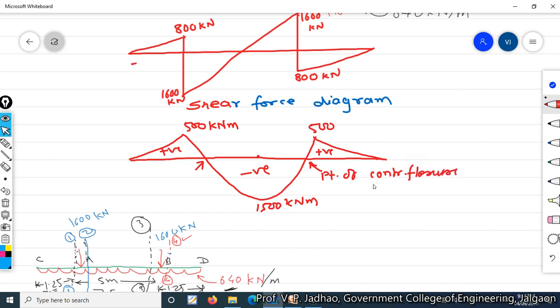So what is point of contraflexure? It is the point where the bending moment value will change its sign, okay. So this is our shear force diagram, and this is our bending moment diagram.